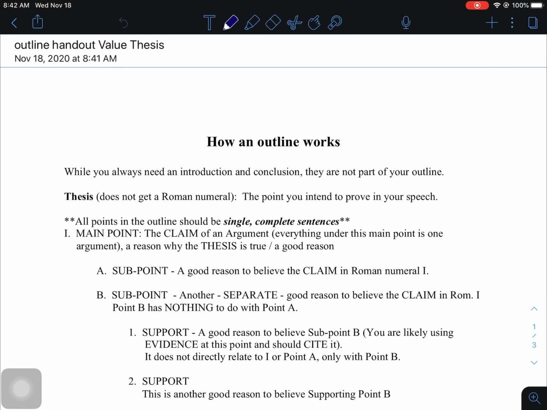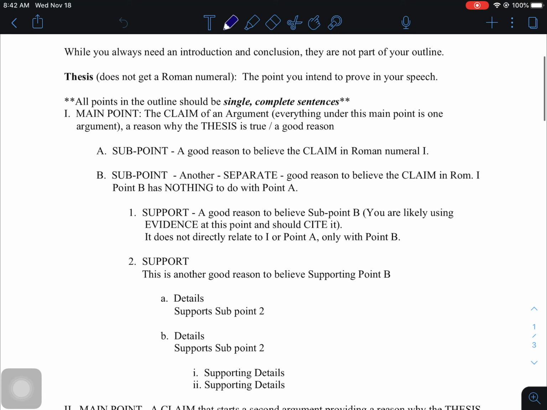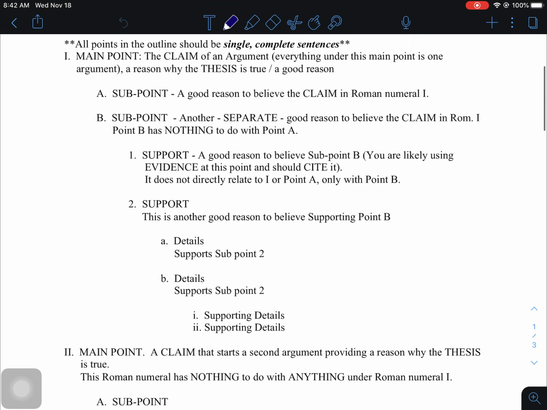Hey guys, I want to talk to you a little bit about value outlining and how that's different and similar to what we were doing for our fact claims or our trial speeches. So I've got the same handout here that has how an outline works to kind of review that, so you don't have to go searching around to find the old one.